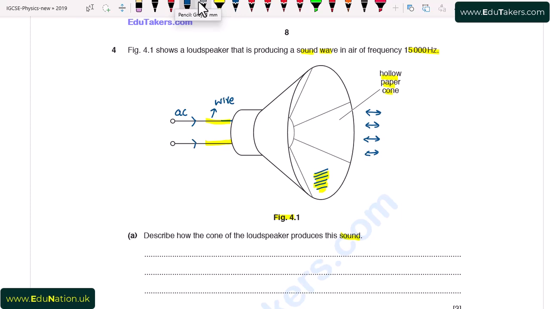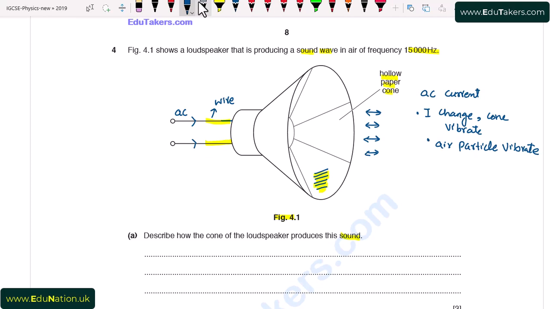I write here, first of all there is AC current. When current changes, then cone vibrates, and due to the vibration of cone, the air particles also vibrate, and they vibrate at the frequency of vibration of cone. And this vibration will pass down to neighboring particles, so in this way the sound wave moves.